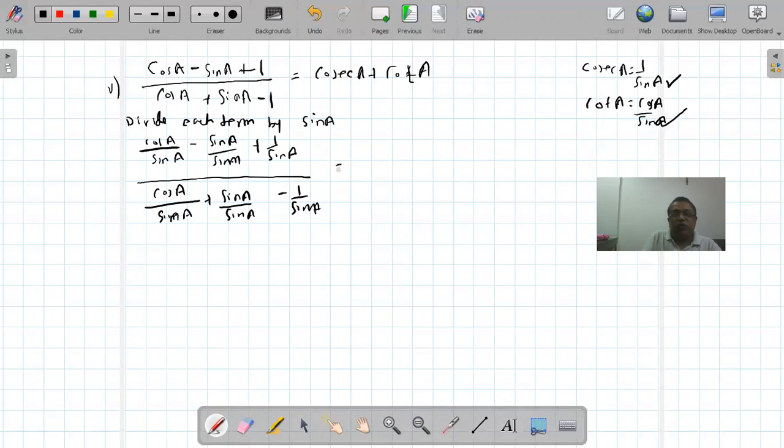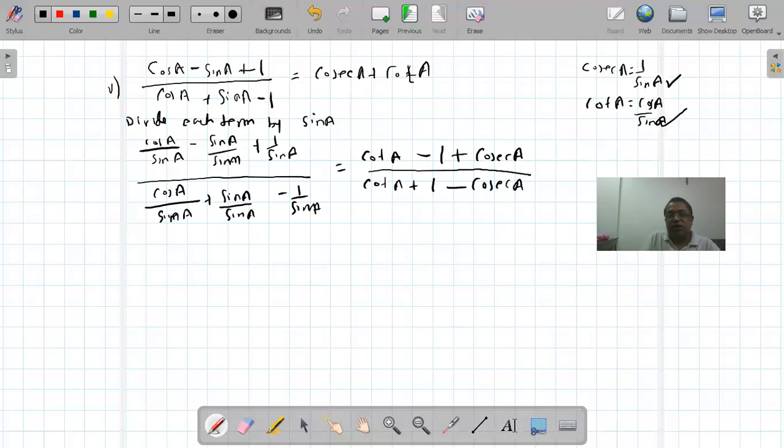Now look at what is going to happen when we do this. So cos by sin we know is cot. So we've got here cot A minus sin A upon sin A, which is 1, plus 1 by sin A, that's going to be cosec A, right? So we get cot A minus 1 plus cosec A. And the same way here, this is going to become cot A, this is going to become 1, and this is going to become minus cosec A.